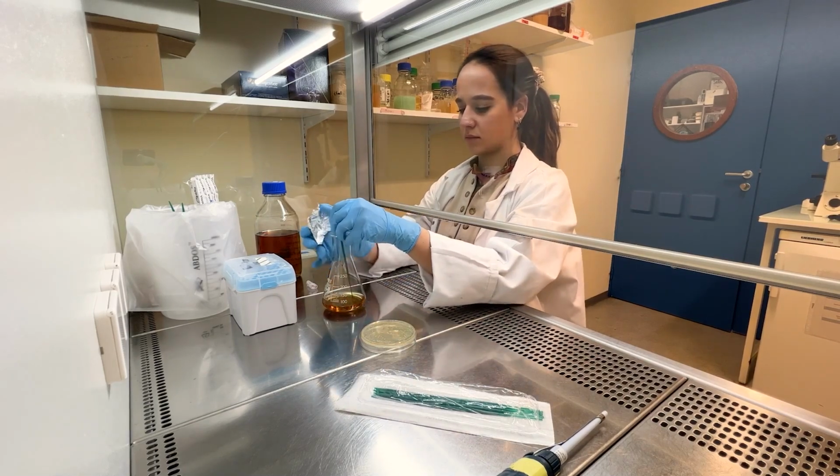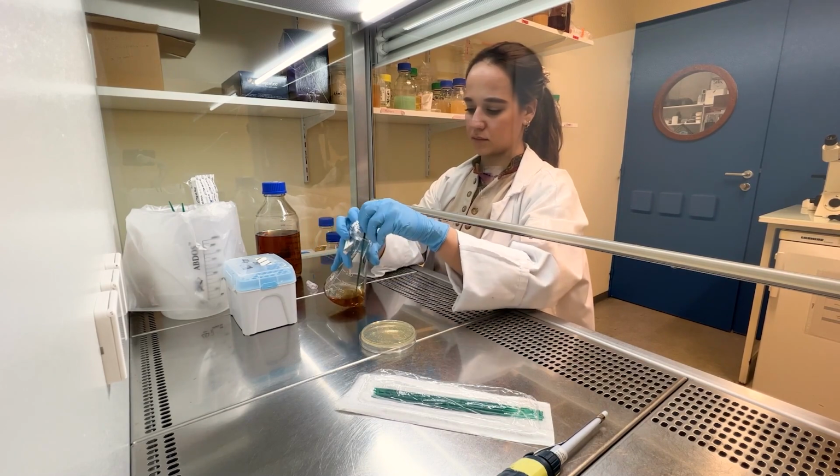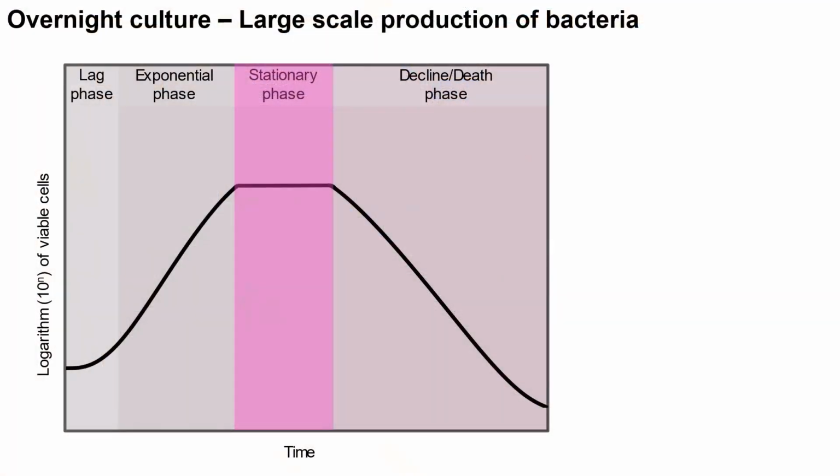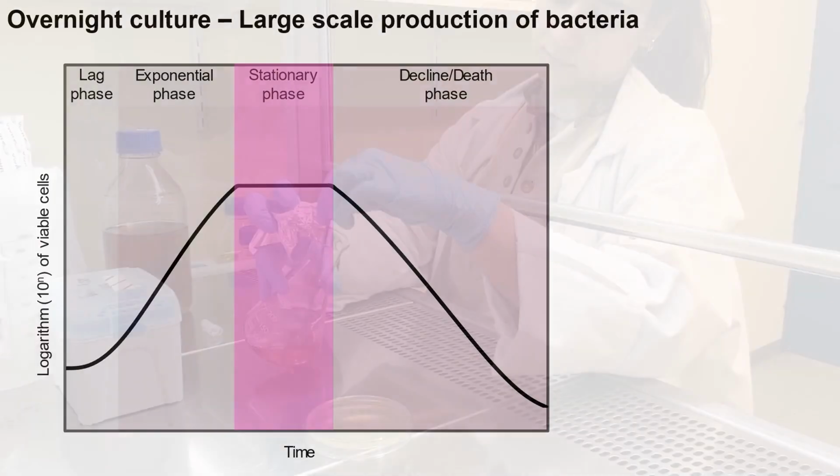The flask is then incubated overnight at 37 degrees Celsius in a shaking incubator so that the cells grow to saturation.